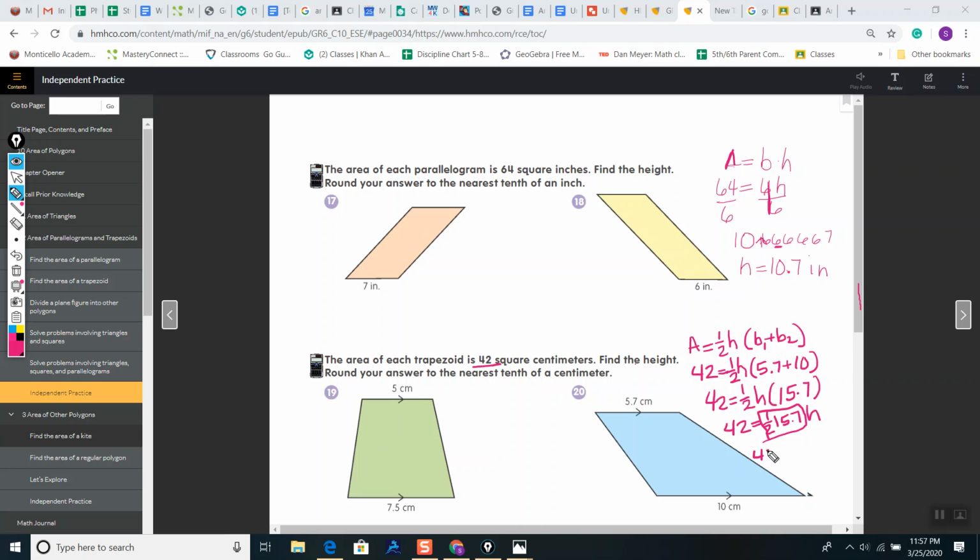What is half of 15.7? That is 7.85H. And I'm going to divide both sides by 7.85. Right? This is going to become a 1. Okay, and so then I'm left with an H here. And this is an area of 5.4.